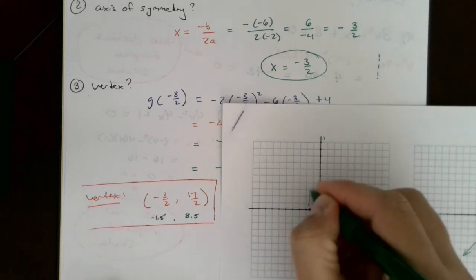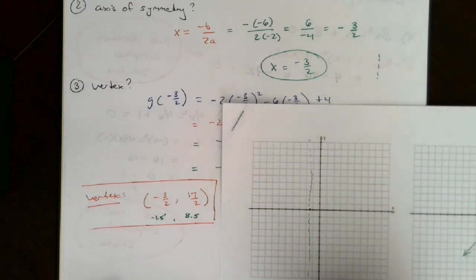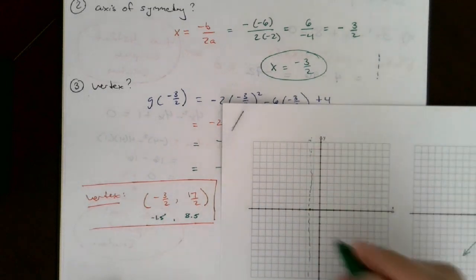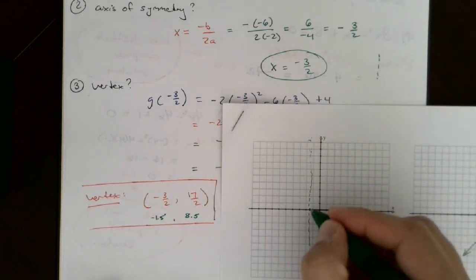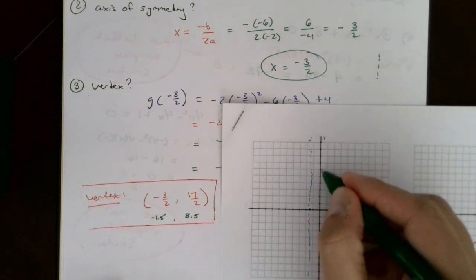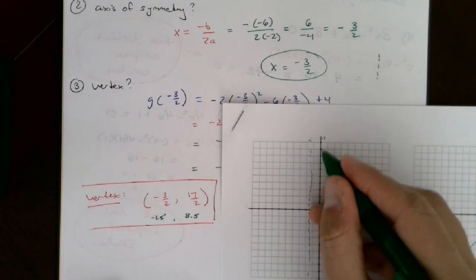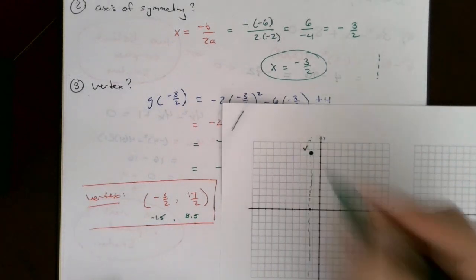And this dotted line here is just representing the axis of symmetry. Our vertex would be negative 3 halves, 17 halves, so it's negative 1.5 and then up to 8.5. Well, this is 1, 2, 3, 4, 5, 6, 7, 8. 9 would be here, 0.5 would be there, so that's my vertex. I'll label it with a V.